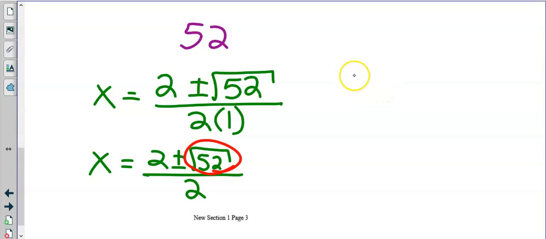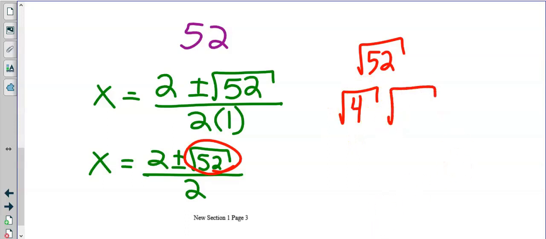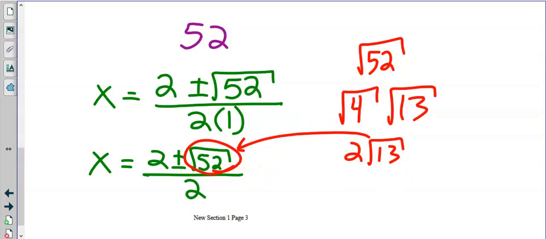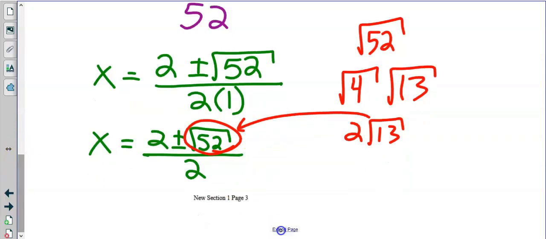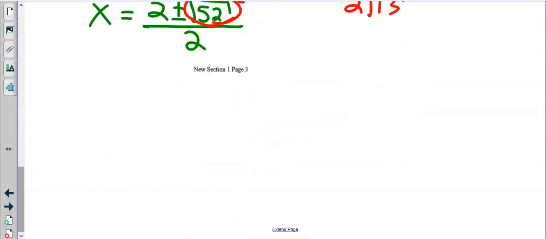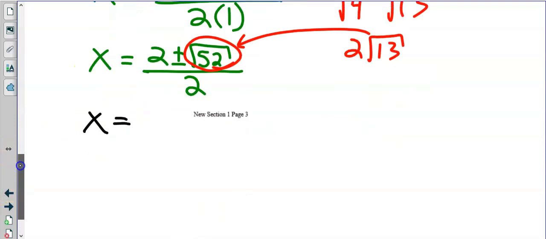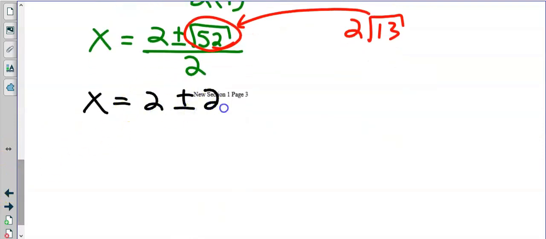All right, so we need to take this square root of 52, and we're going to separate it into the square root of 4 times what? 52 divided by 4 is 13. Okay. All right, so what's the square root of 4? 2. Square root of 13 stays. So this number is going to come over here and replace that. So what we have now is x equals, scroll back up a little bit, 2 plus or minus 2 square roots of 13 all over 2.